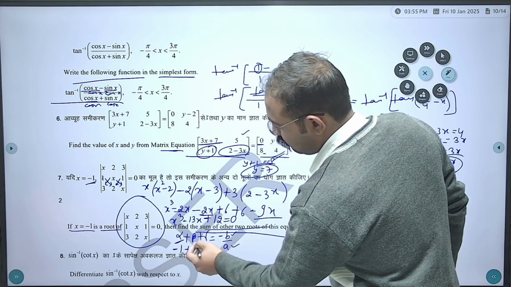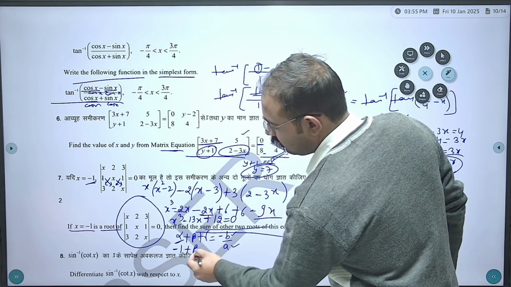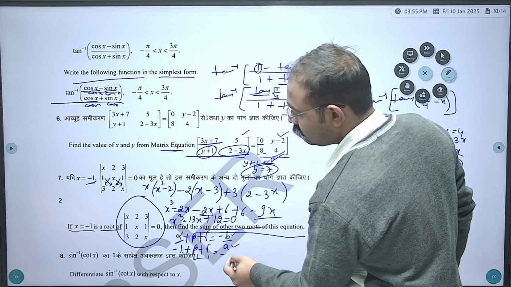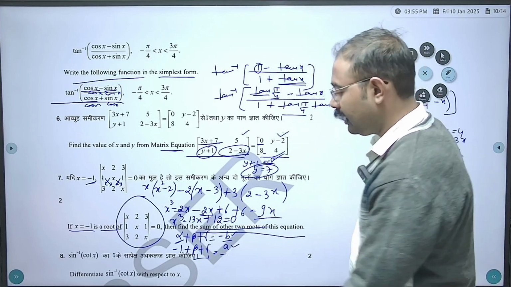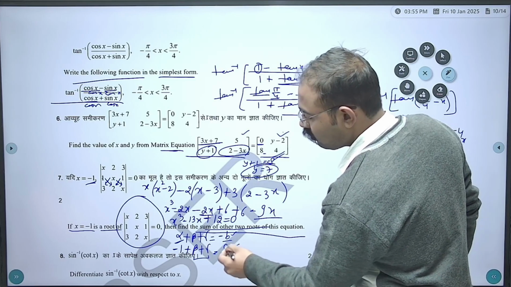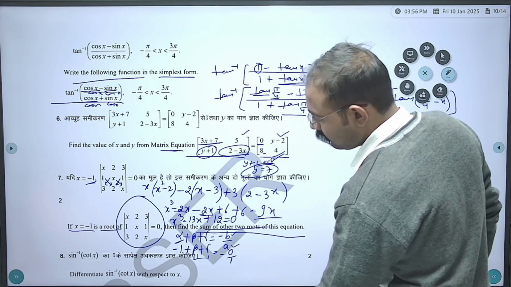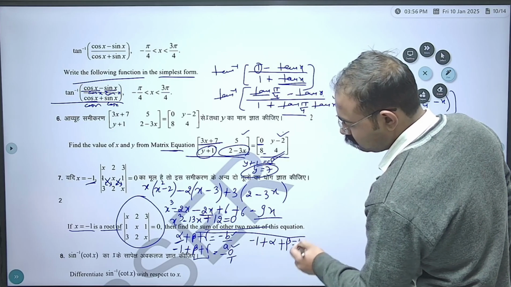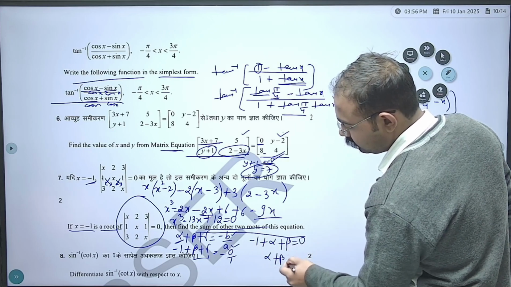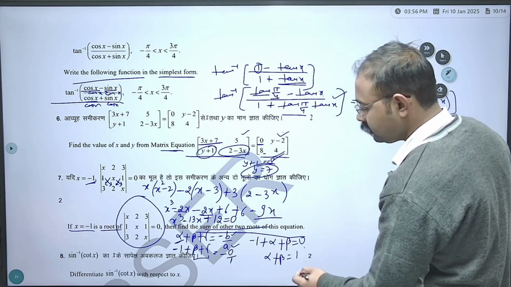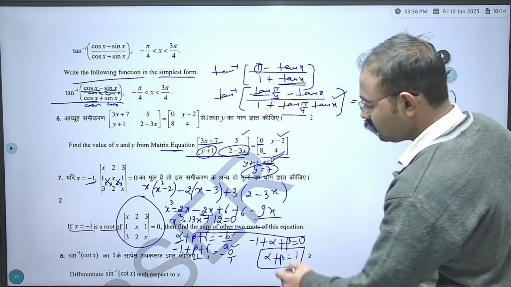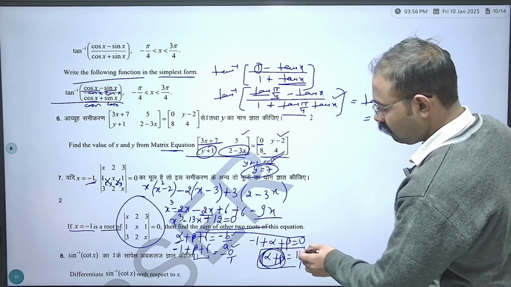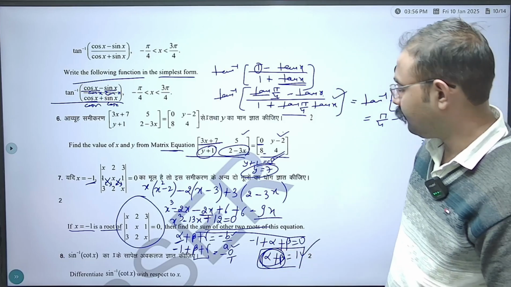Plus beta plus gamma. The sum of the other two we have to find is equal to minus b, the coefficient of x square. We don't have an x square term here, so its coefficient will be 0, upon the coefficient of x cube, which is 1. So minus 1 plus alpha plus beta is equal to 0, and alpha plus beta is equal to, by transposing minus 1 to this side, plus 1. So the sum of the other two zeros, or the sum of the other two roots, is 1.